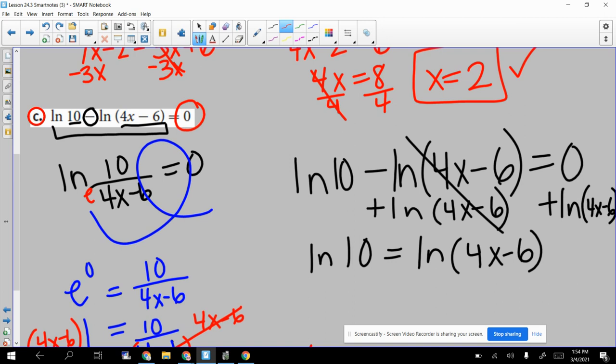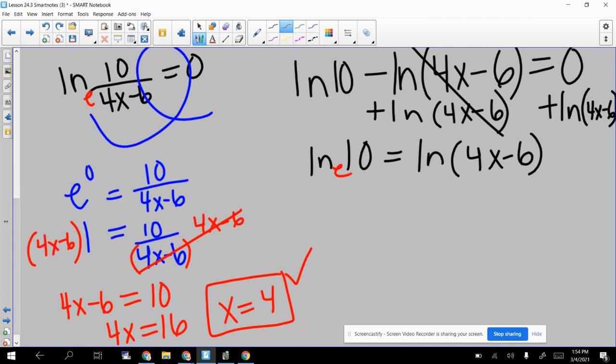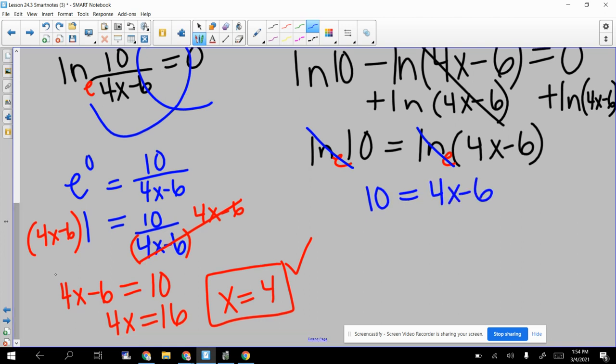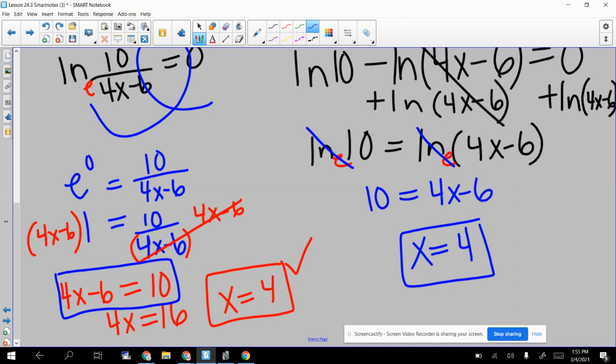And then because you have the same log with the same base, remember both of these are base e, on each side of the equal sign, you can cancel those out and just set what's left equal to each other. So the 10 equals 4x minus 6. And that's exactly what we were left with here. 10 equals 4x minus 6. So this way you would also get x equals 4.